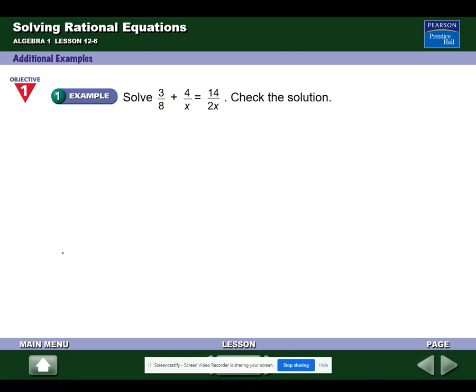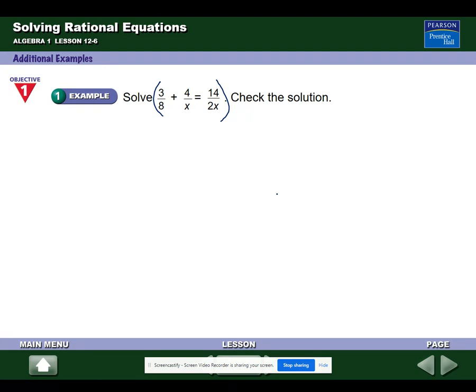I would suggest instead that you multiply the whole equation by the least common multiple of the denominators. So in one fell swoop, you get rid of all of the denominators at once. Now, let me not give it away too quickly. What could you multiply through by that would wipe out all three denominators? What's the least common multiple of 8x and 2x? Well, that answer is 8x.